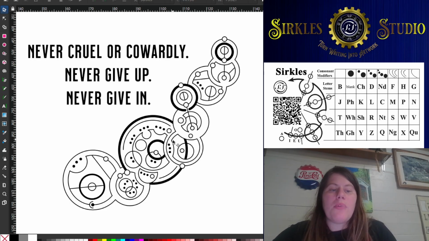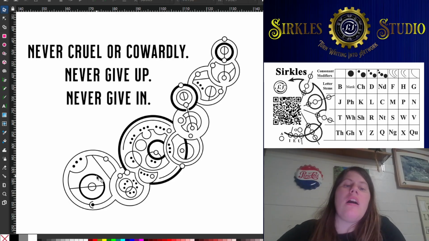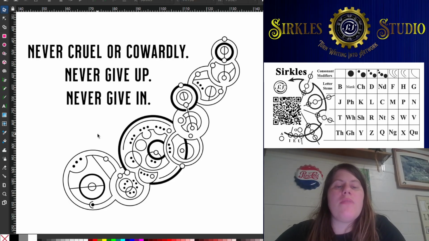I did add a couple of thicker circles here just to help visually break up the design, because it was a lot of samey circles without much depth, I thought, without adding these thicker lines. You don't need to add them, they don't affect the translation, they can just be the same thickness as everything else, so long as they still exist. So let's go ahead and read the letters.